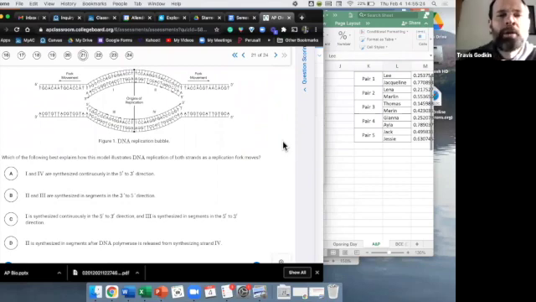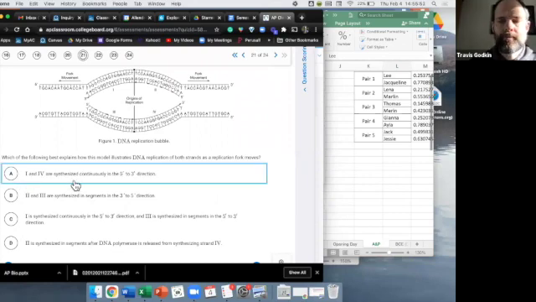So when you're looking at a replication fork like this, remember it starts replicating and it goes out in both directions simultaneously. It has its own DNA polymerase molecule, another one. So it's not like one has to detach. These two and 4 are happening simultaneously, and 1 and 2, they're all happening simultaneously. So they all have their own DNA polymerase molecule.